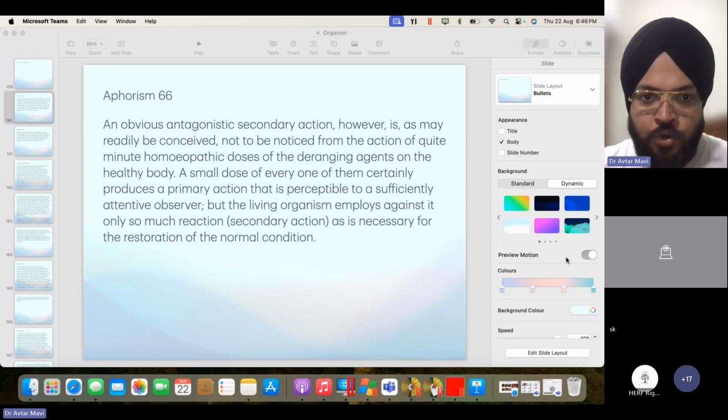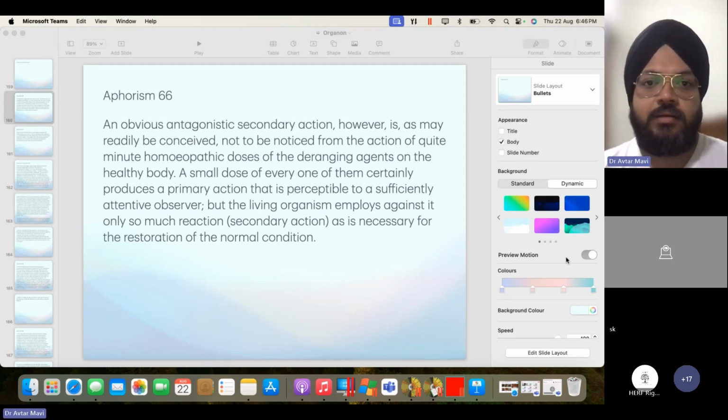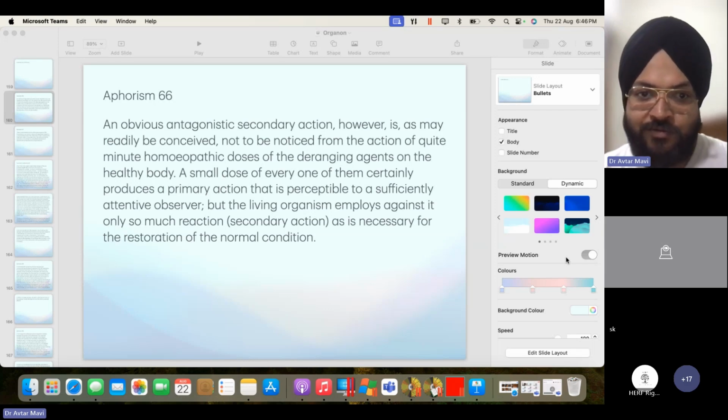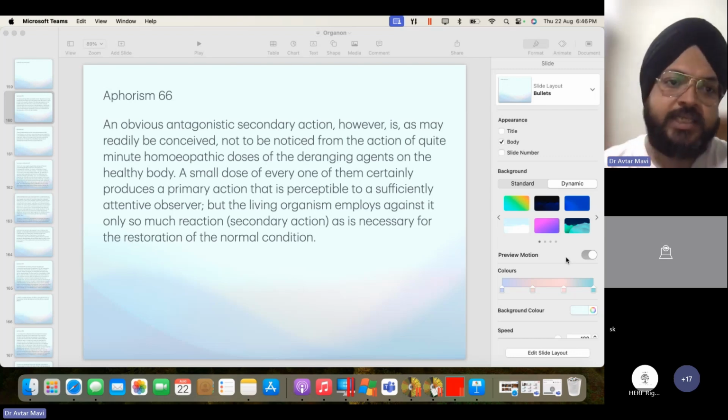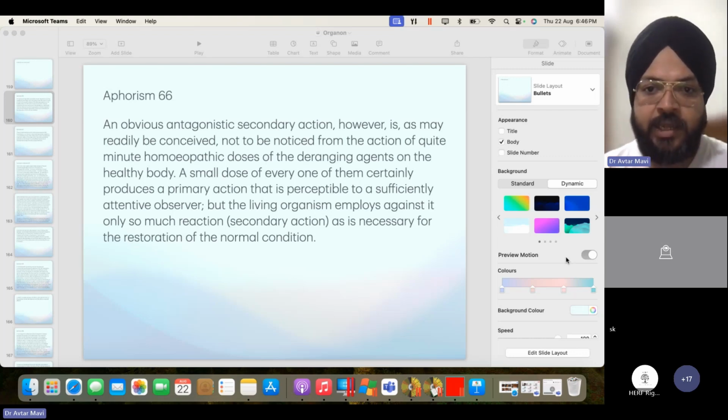But when we give medicine homeopathically, the primary action is completely different. It is the same thing which is already going on in the body. So we are just going with that thing, increasing it a little bit, giving a stimulus to the vital force to cure this. So the primary action is always produced. It is perceptible also, sufficiently perceptible to an attentive observer. But the living organism employs against it only so much reaction as is necessary for the restoration of the normal condition.